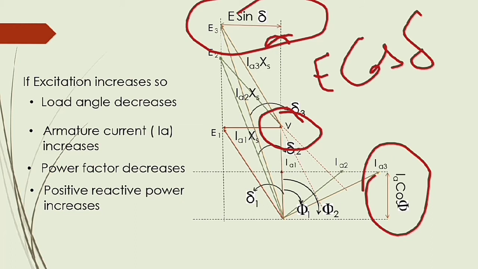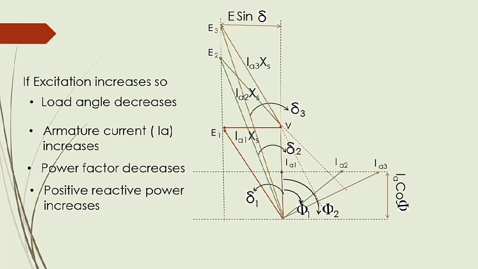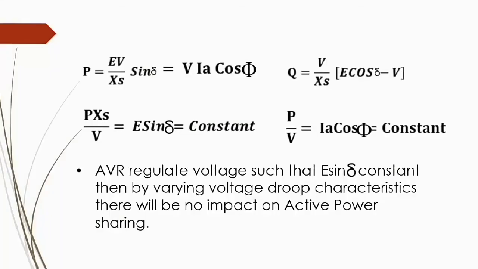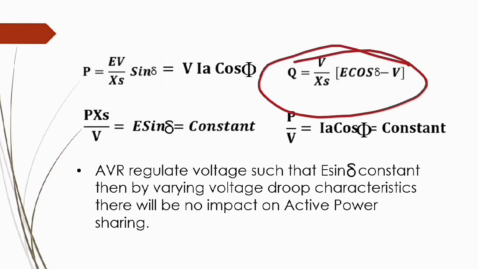In the reactive power equation, E cos del, in my previous slide you saw, the reactive power equation is V upon X times (E cos del minus V). So if we increase E cos del, then the reactive power will also increase actually. So this is the main criterion through which the reactive power sharing will increase by increasing the excitation.